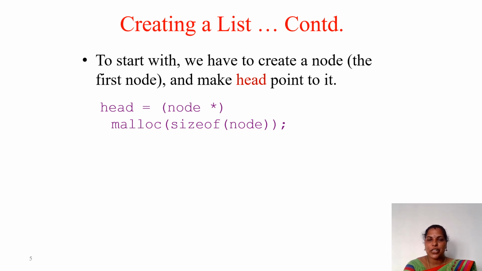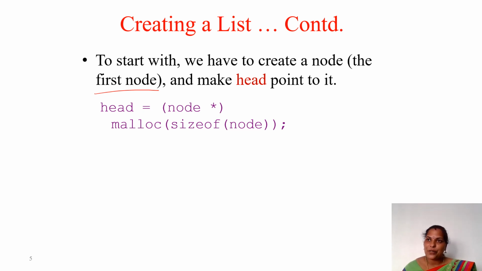So please brush up those concepts, then it will be very much comfortable for you here. To start with, we have to create a node. That is the first node we are going to create and make head point to it. What is head? Already we have declared the head variable, that is a pointer variable of type node. So head equal to node star, because the head's type is node.